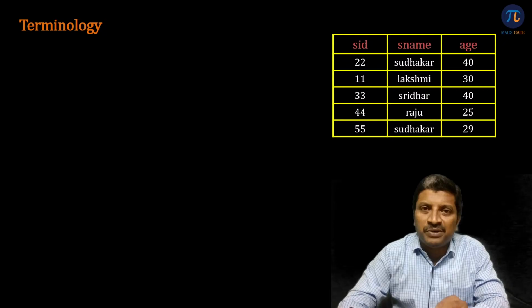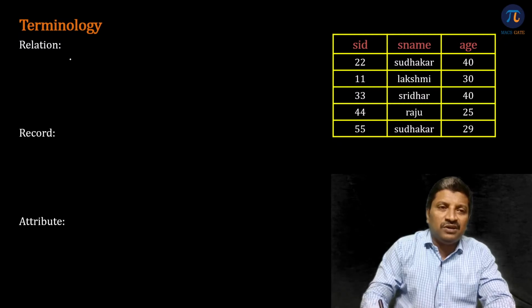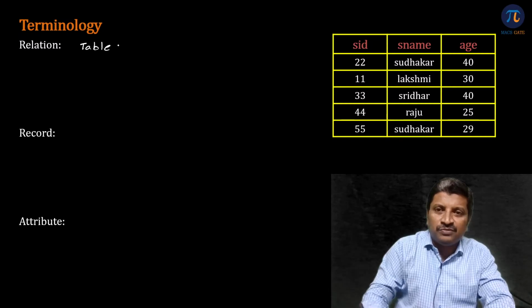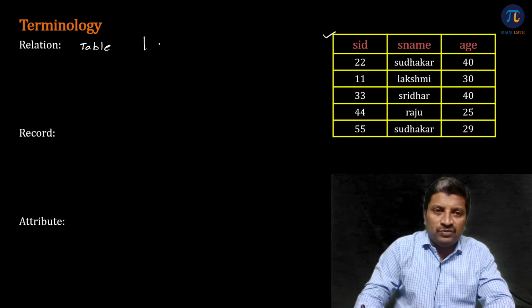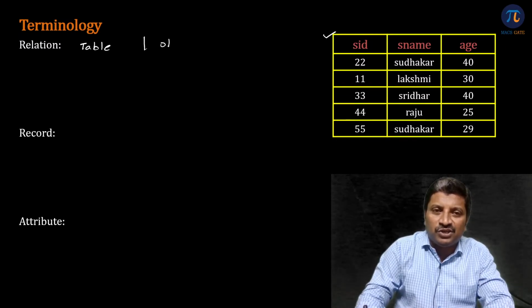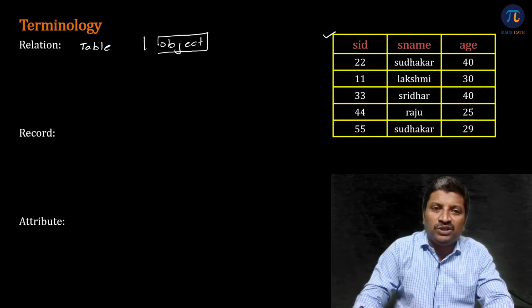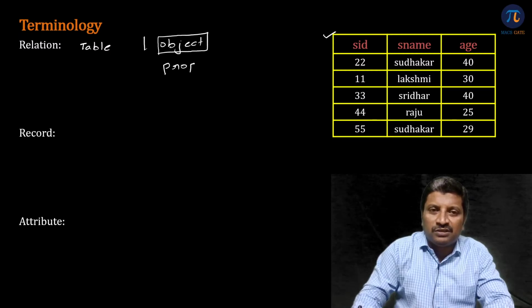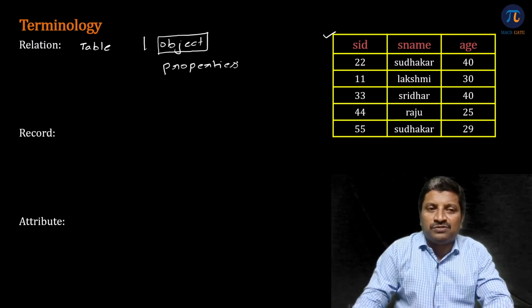So, let us discuss the basic terminology of the relational model. The first one, relation. In simple English, a table is a relation. This is an example of a relation. In object-oriented concepts, we can say a table is an object, or a class, about which we are storing the information. For every object, we will store the properties or characteristics, which in our case are called attributes.